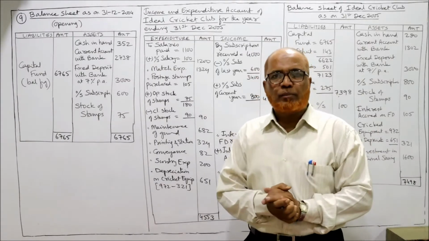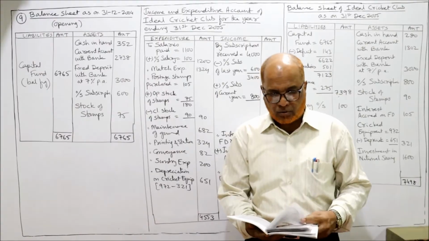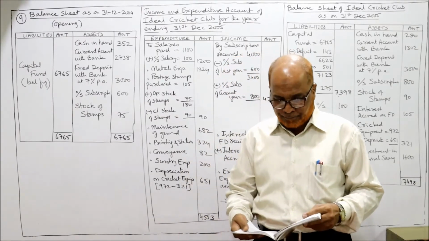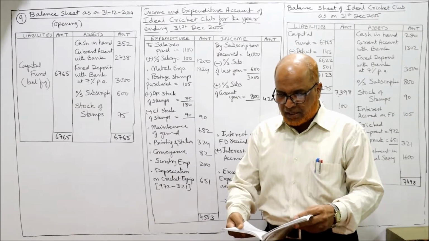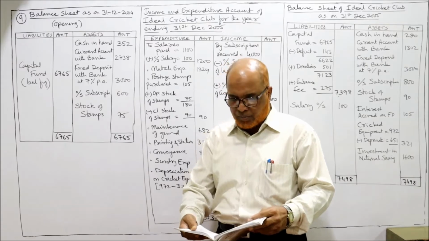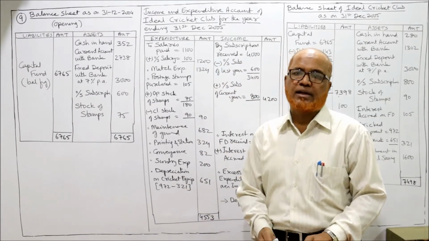Now we'll start the next problem, that is problem number 9. Take out the 9th problem. I'm reading out the problem. See carefully. Understanding the problem is more important. From the following receipts and payments account of Ideal Cricket Club and the subjoined information, prepare income and expenditure account for the year ended 31st December 2005 and balance sheet as on that date.